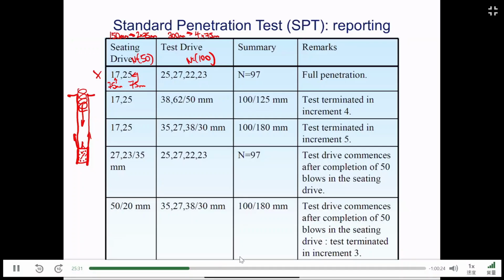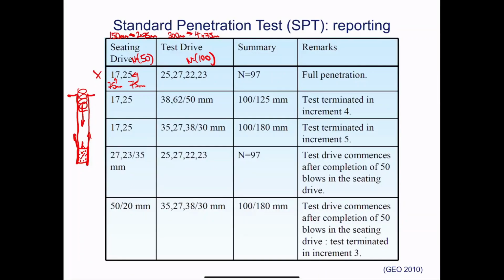Now, for the test drive, what's happening? Well, for the test drive, it's actually very smooth as well. Not a lot of problems. For the 300 millimeters, the first 75 mm only took 25 blows. Likewise, the next 75 mm only took 27 blows. The next 75 only took 22 blows. And the last 75 mm took 23 blows.